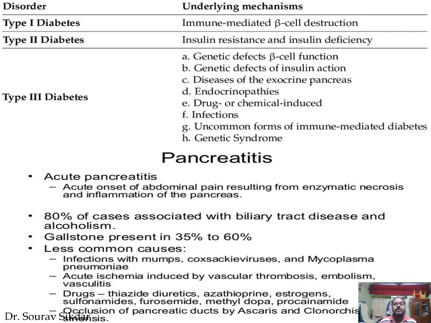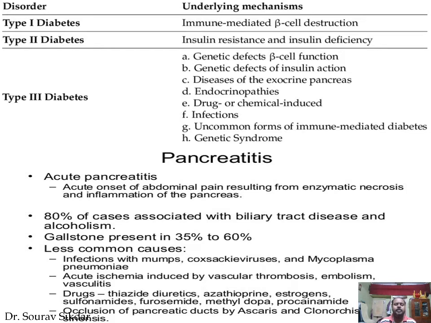But type 2, which is very common globally, is due to insulin resistance or insulin deficiency. That means the beta cell is there, but either it has lost the capability to release or synthesize insulin, or insulin may not be properly produced, so insulin is not released into the blood, and that's why it cannot properly regulate the glucose level in the body. So these are the two types of diabetes.